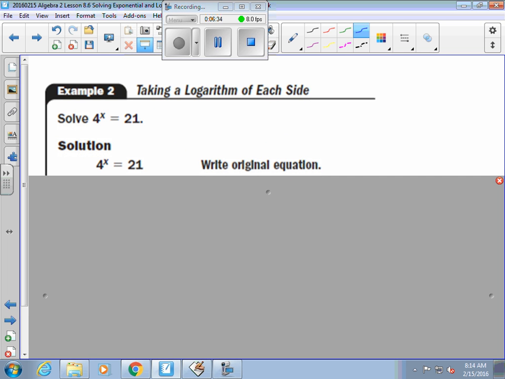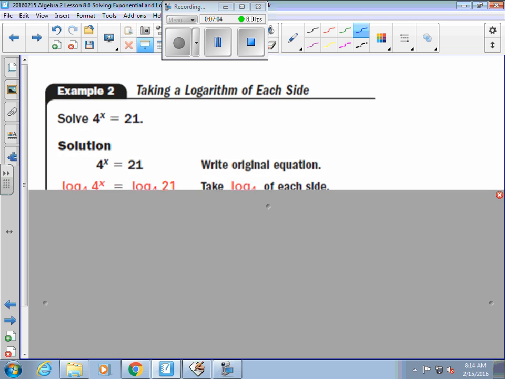Example number 2 is taking a logarithm of each side. Now look at the difference between this one and example number 1. We can't change these to have the same base, because there's nothing that they share. There's no root that 4 and 21 share. Before we had our break, we said, well, what if we have to change the bases? So right here it says 4 to the x is equal to 21.